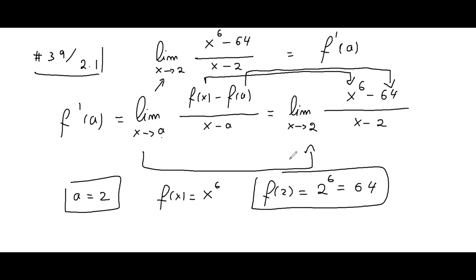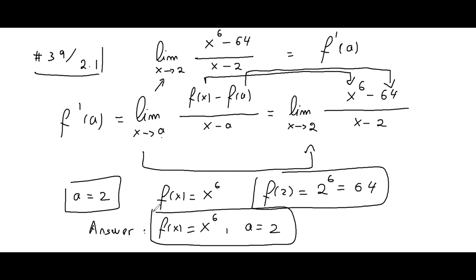So we satisfy everything by just constructing the thing here. The idea is to match the formula so that you can actually say, here we go, that's my function. My answer in this case is f of x equals x to the 6th, and a is equal to 2. That is the answer, the one that I just boxed here at the bottom.